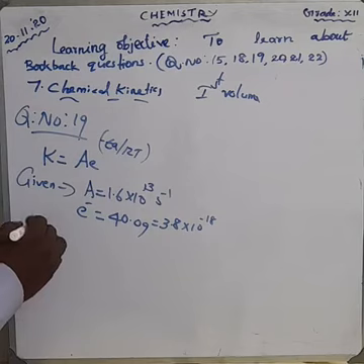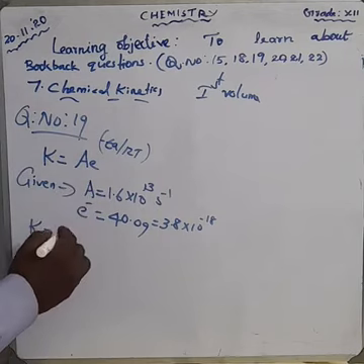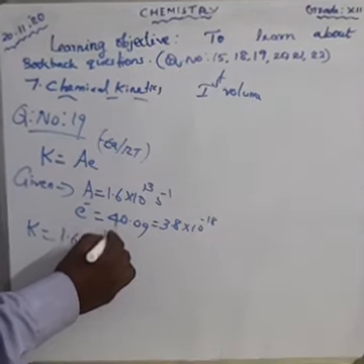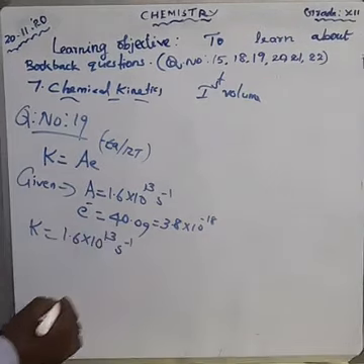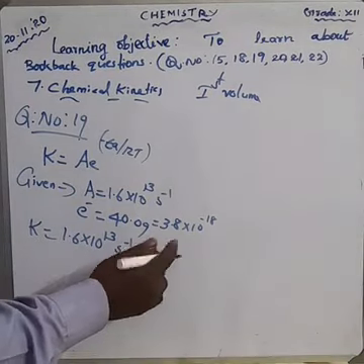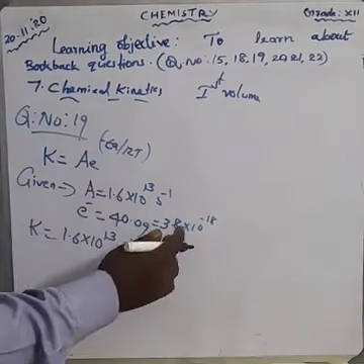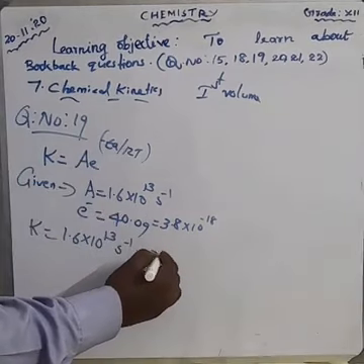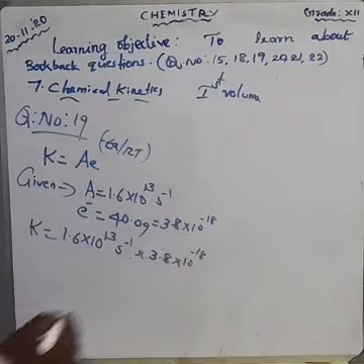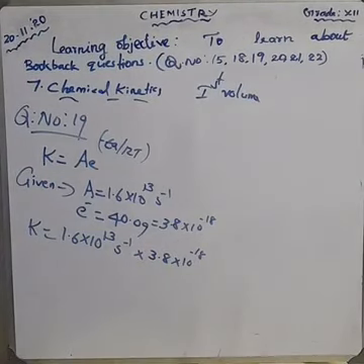K is equal to, what's the value of A? 1.6 into 10 to the power 13 per second, into E. That is how much? 3.8 into 10 to the power minus 18. Okay.